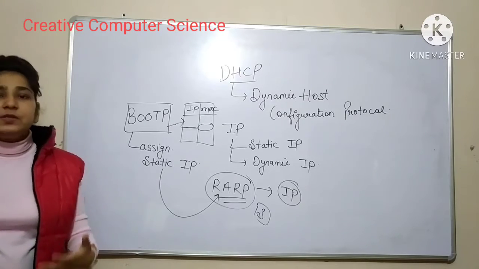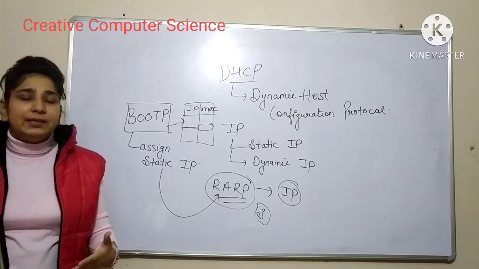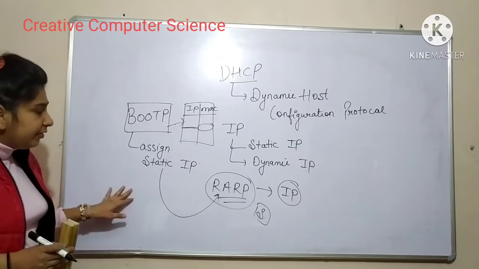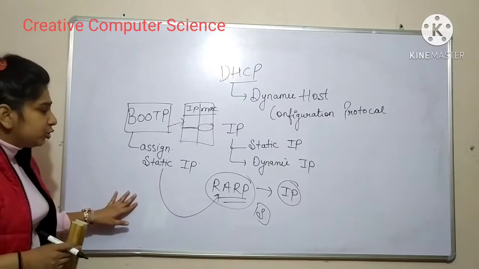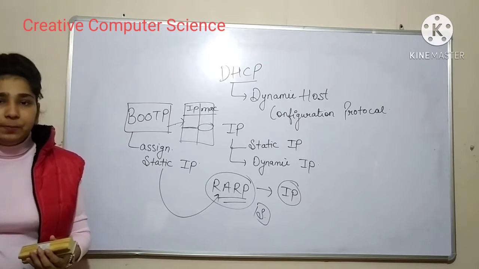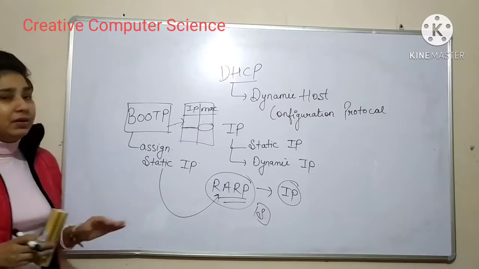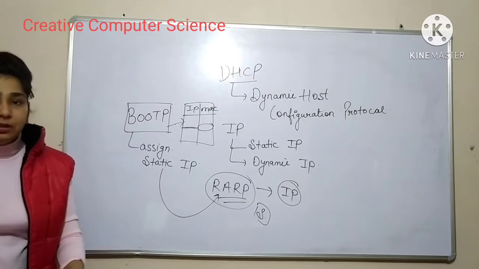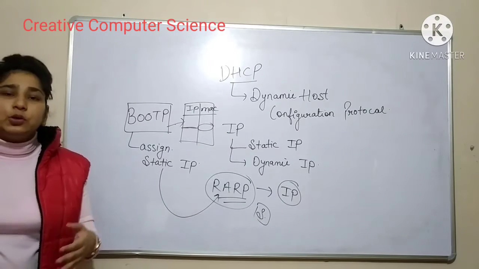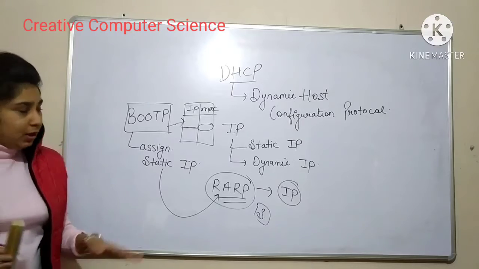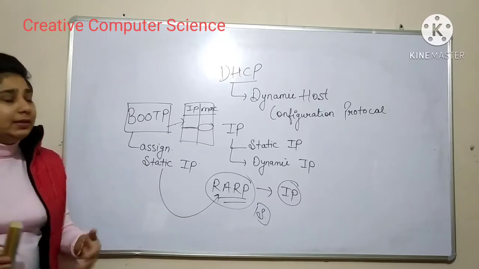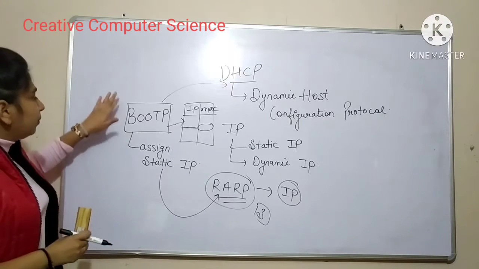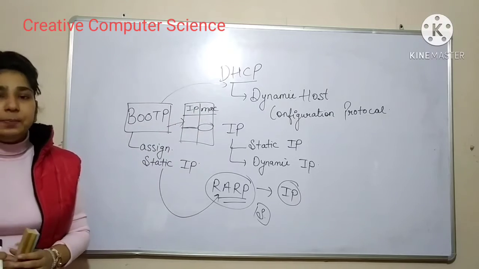We don't give static IP addresses to the machines or the clients, because it is not that every time your machine is going to be connected to the network. We have a limited number of IP addresses and you are fixing one IP address with one machine. So we are running short of IP addresses. To deal with that situation, we switched from BOOTP to DHCP.